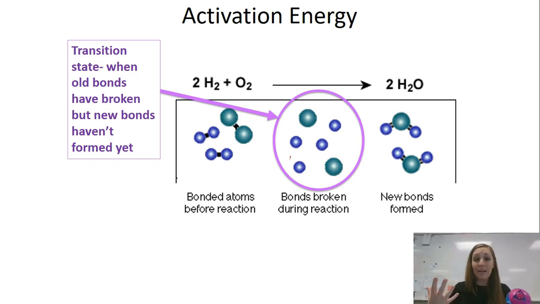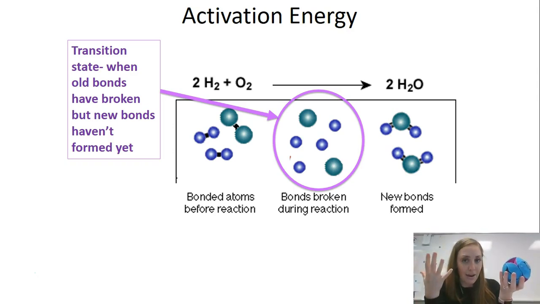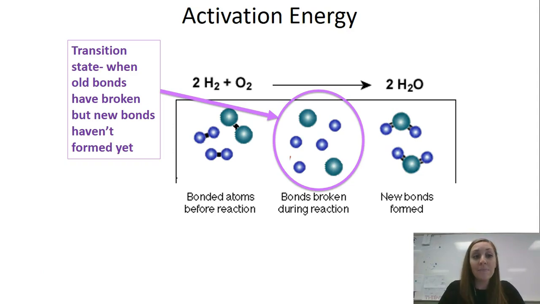You can't keep it up in the air. It has to come back down to either stay blue or be pink. So it can't be in that open state up in the air for long, kind of like the transition state. The transition state, this middle part right here where the bonds have been broken but new bonds haven't formed, is instantaneous. It's that for a brief moment of time and then it will automatically jump to the new bonds and make your products.